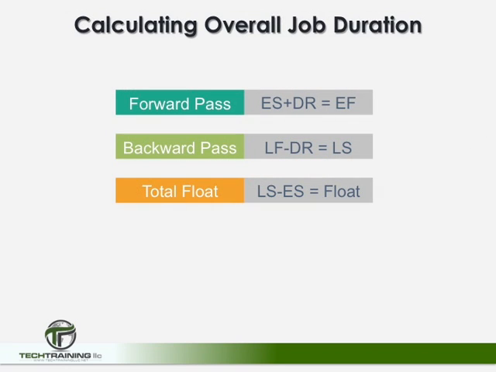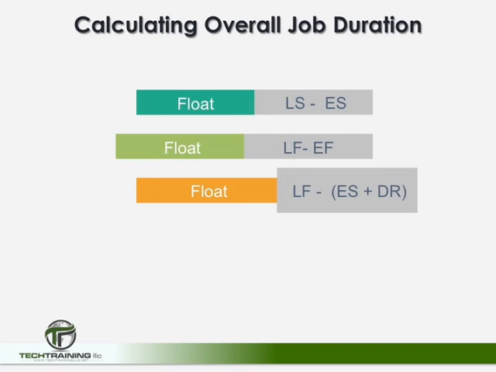Now here are the equations for our schedule calculations. For the forward pass, we are going to take the early start plus the duration, which is going to equal the early finish of each activity. The backward pass is the late finish minus the duration, which is going to equal the late start. And total float equals the late start minus the early start. Now the reality is that there are many different ways to calculate the total float, not just late start minus early start. We can also take the late finish minus the early finish.